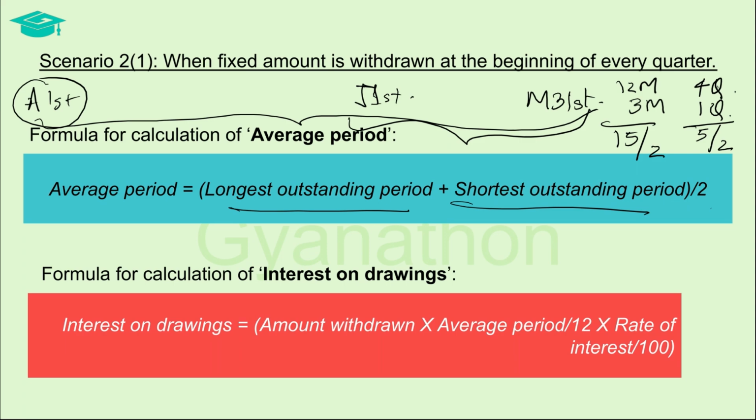Now let us look at the formula of interest on drawings. For calculating the interest on drawings, first we see what is the total amount of drawings made for all the 4 quarters put together. Then such total amount is multiplied by the rate of interest, which is then multiplied by the average period, as we have already calculated. Then the whole is divided by 12 if we take the average period in months, as we have seen, which is 15 by 2, or it is divided by 4 if we take the average period in terms of quarters, as we have seen to be 5 by 2.